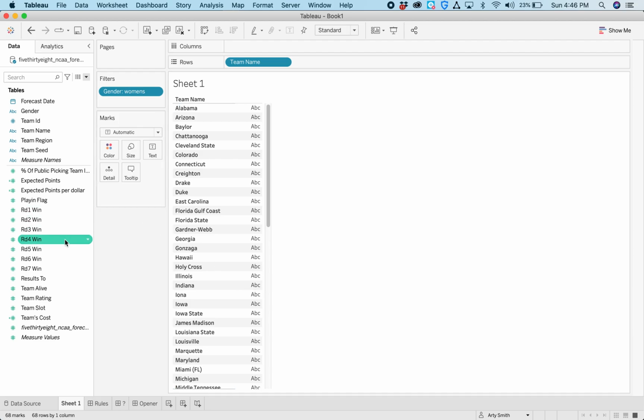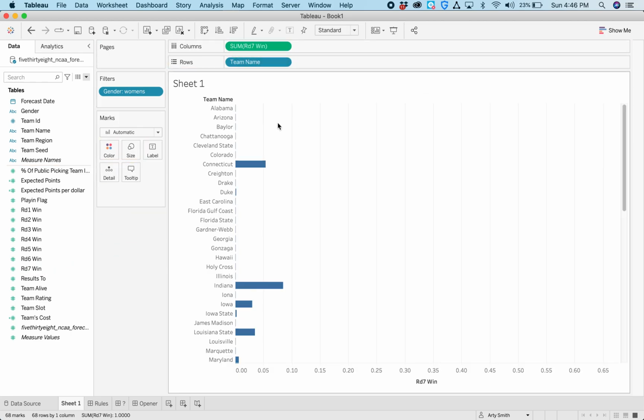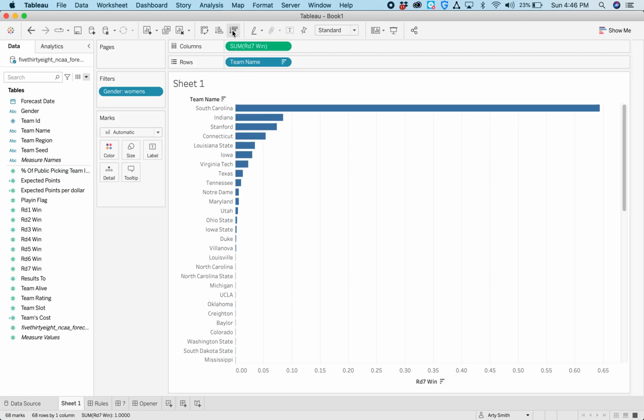Okay, and then what I'm going to do is drag in this measure, round 7 win probability. And that is the probability that the team wins the championship, okay? Literally, it would be the number of simulations that they won divided by 10,000. Okay, and now I'm going to press this button up here, which will sort this descending.